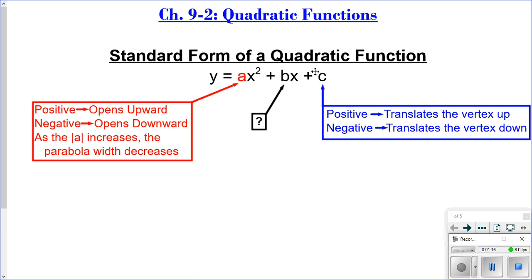In that same lesson, we also talked about what the c value does. And so what the c value does is it translates your graph, your parabola, either up or down. So if this was a positive 2, what it would do is shift the vertex of your graph up 2 units. If this was a negative 2, it would shift it down 2 units. So this lesson, we're going to explore what the b does. So let's get to that.